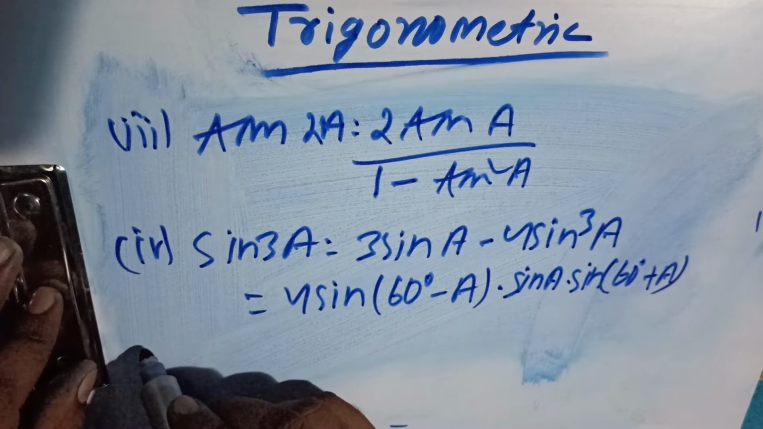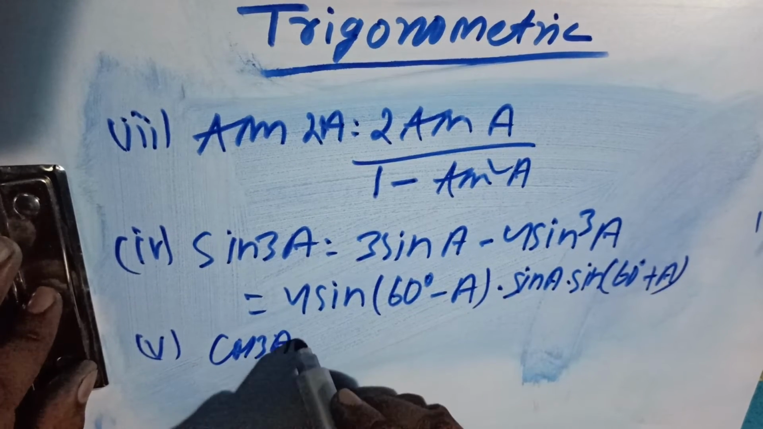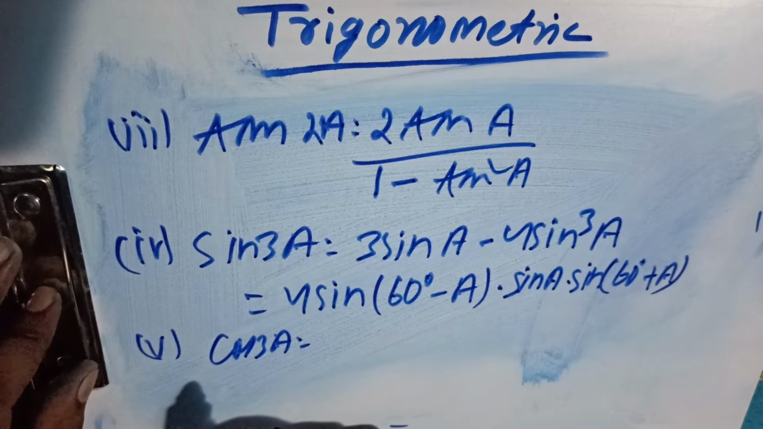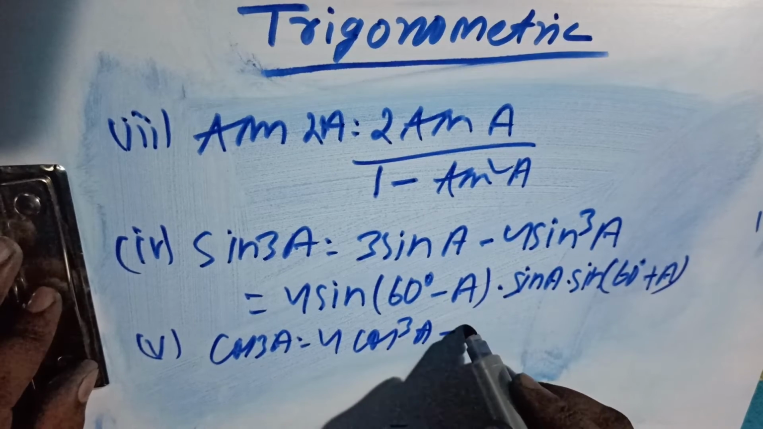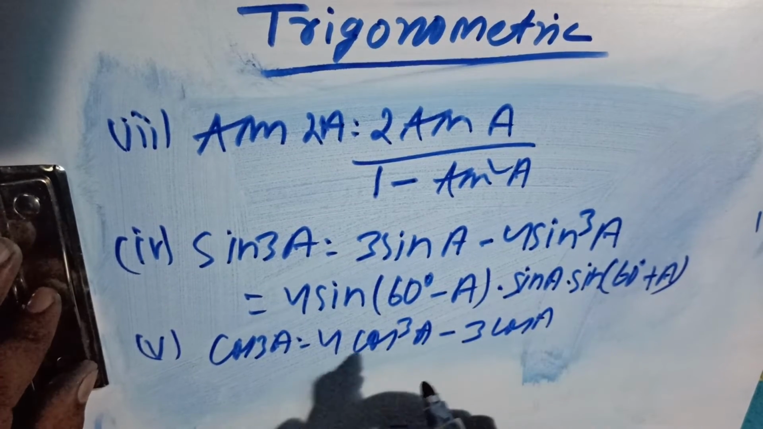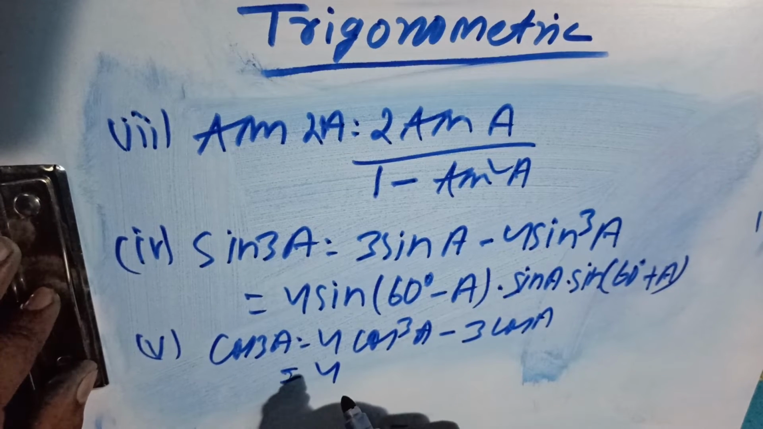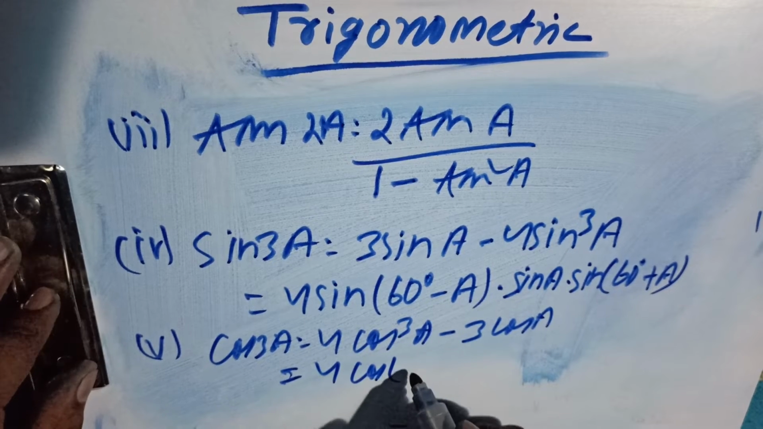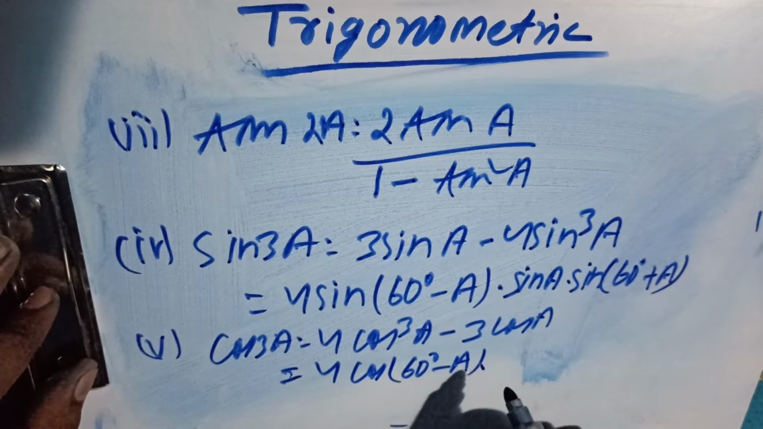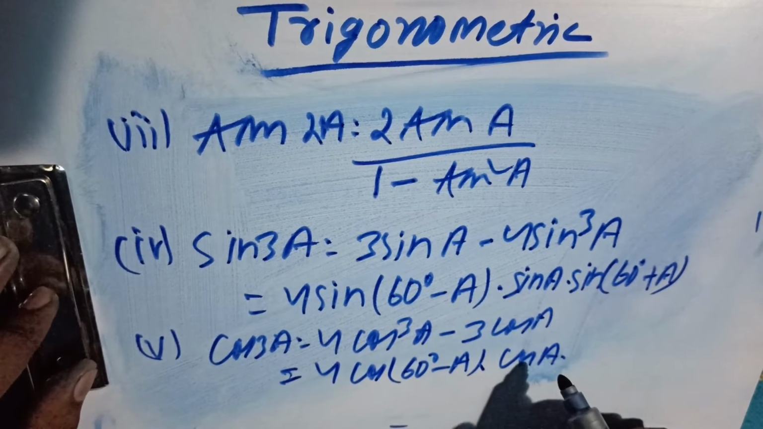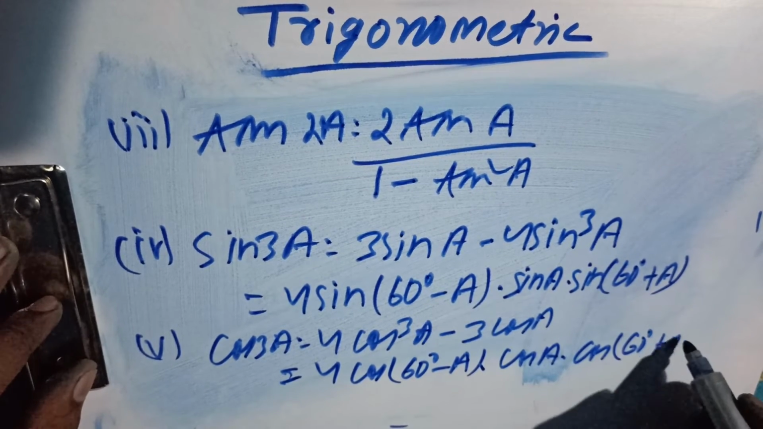And fifth, same way, cos 3a equal to 4 cos cube a minus 3 cos a. And another form, 4 cos (60 degree minus a) into cos a into cos (60 degree plus a).